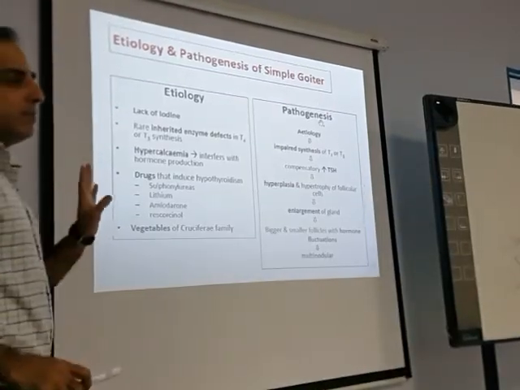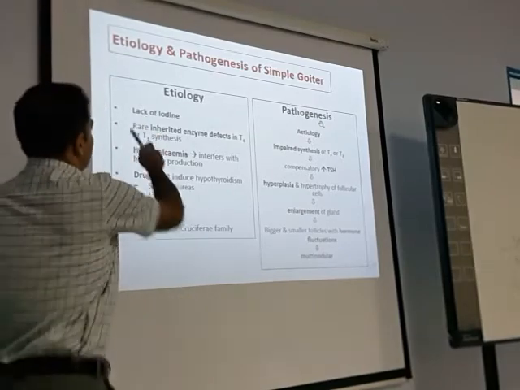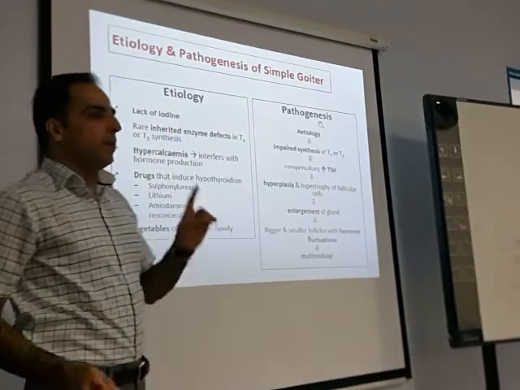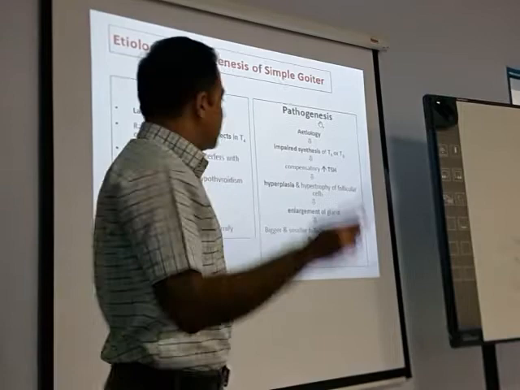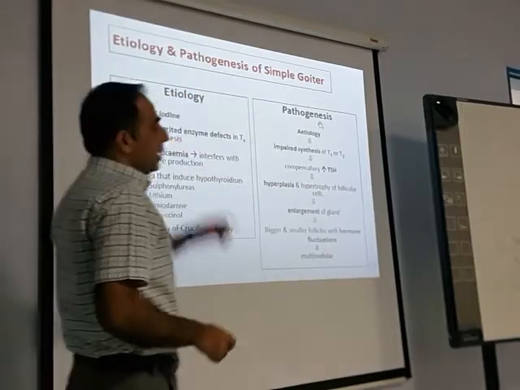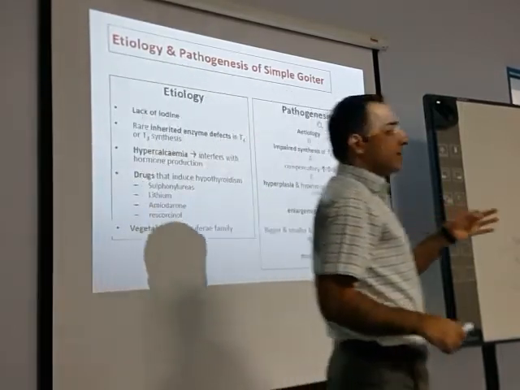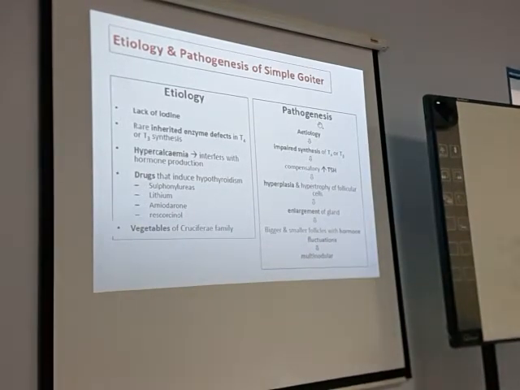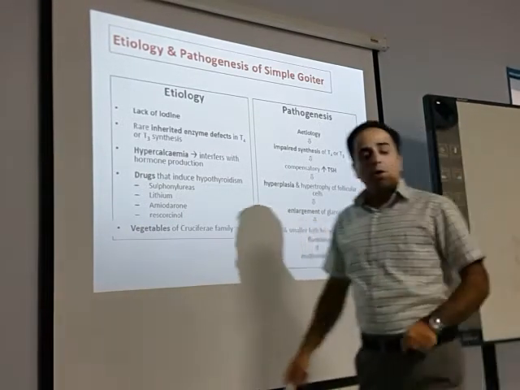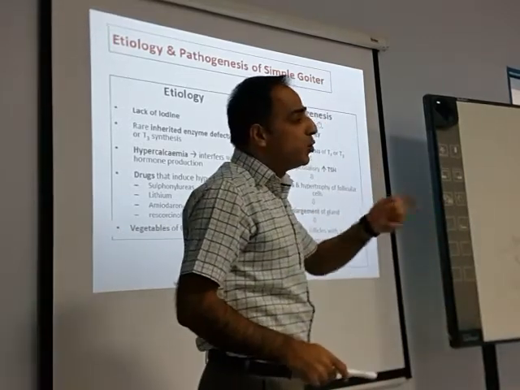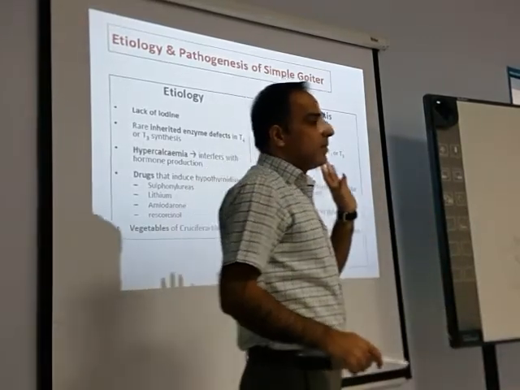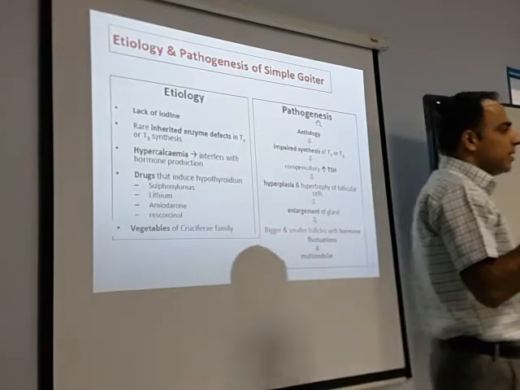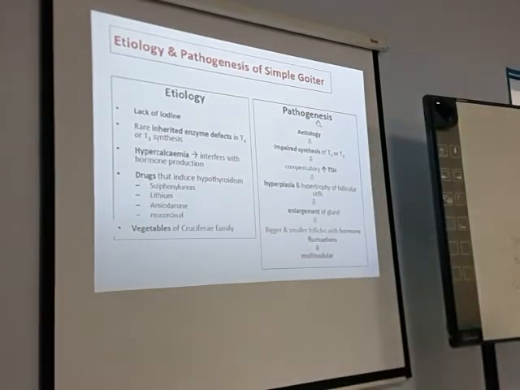Now, what is the etiology? Most common is the lack of iodine. So this is very important. Then sometimes inherited enzyme defects, which are responsible for synthesis of T3 and T4. Then hypercalcemia also can interfere with the hormone production.